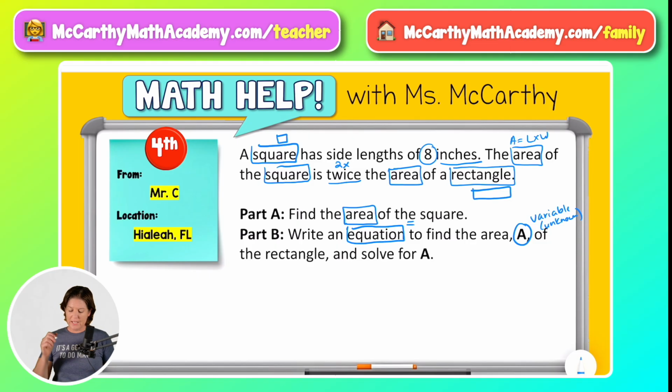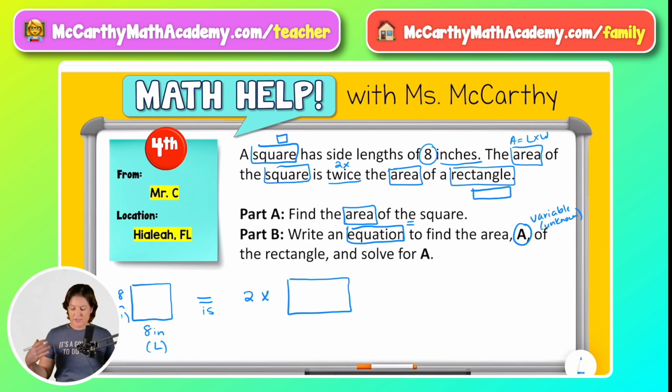So it says a square has side lengths of 8 inches. So I'm going to model a square that has side lengths of 8 inches. And what we know to be true about squares is what? Yeah, that all the sides are the same. They're all equal, or a fancier word to use would be congruent. They're all equal, they're all congruent. So if the length is 8 inches and it's a square, we know that the width is also 8 inches. We've got the length and the width. So this square is equal to 2 times the area of the rectangle that we'll get to.